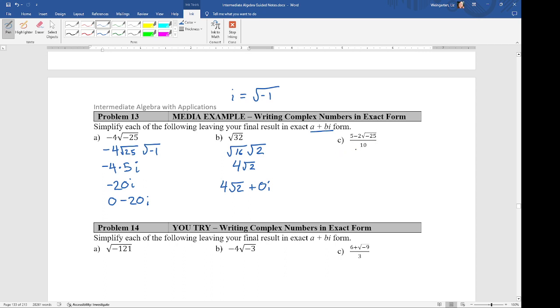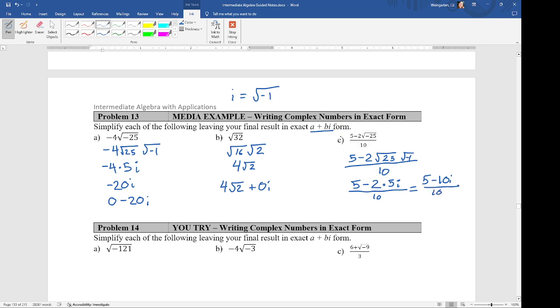Finally, letter C. I am going to start by trying to simplify this radical. So we have 5 minus 2. I'm going to factor out that square root of negative 1, I should say, and that's all going to be over 10. Minus 2, the square root of 25 is 5. The square root of negative 1 is i, all over 10, which gives us 5 minus 10i over 10.